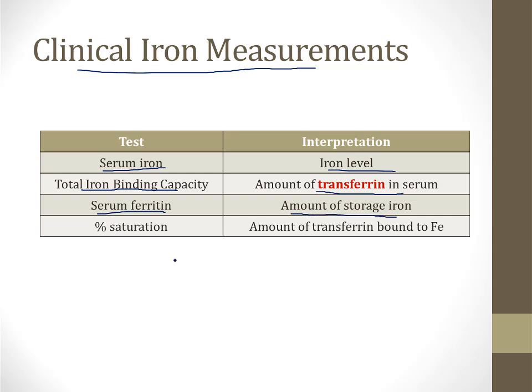And then the fourth test is called the percent saturation. This is an estimate of the amount of transferrin that is bound to iron. You calculate the percent saturation by taking the iron level and dividing it by the TIBC. This will give you a ratio of these 2 numbers.